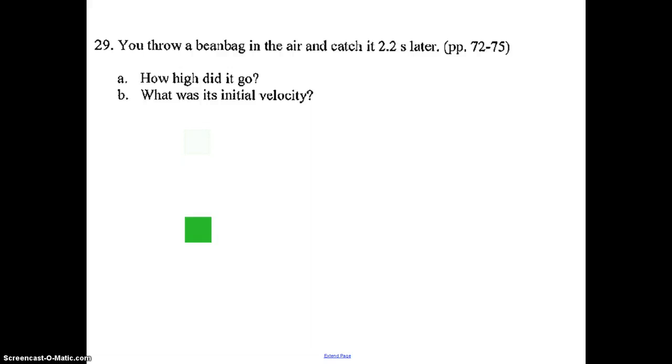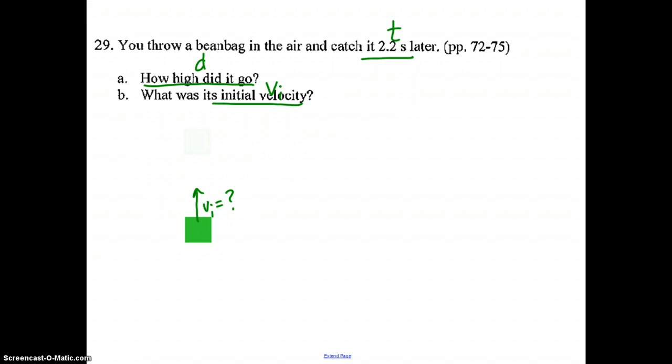It says you throw a beanbag in the air and catch it 2.2 seconds later. So it looks like time. How high did it go is D, and what was its initial velocity? Of course, that would be VI. Let's start with a well-labeled diagram with any information that we do know. We know that this beanbag starts upward with some initial velocity that we don't know and we're actually trying to find at some point during the problem.